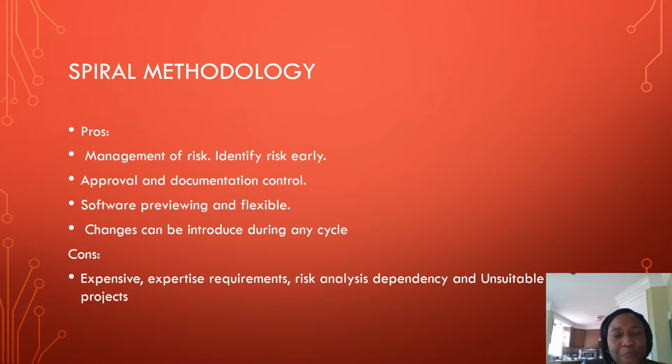And the last one is spiral methodology. The spiral methodology strength is to manage the risk. It identifies the risk at the early stage of the development and manages it. It has an approval and documentation control. The software previewing and flexibility. Changes can be introduced during any cycle if there are any issues identified.